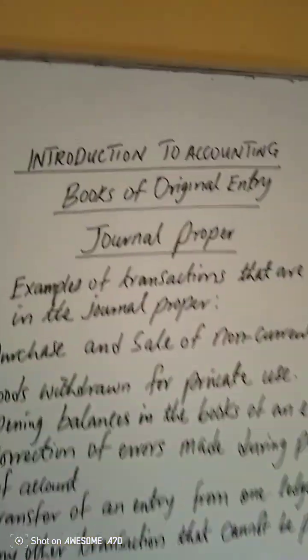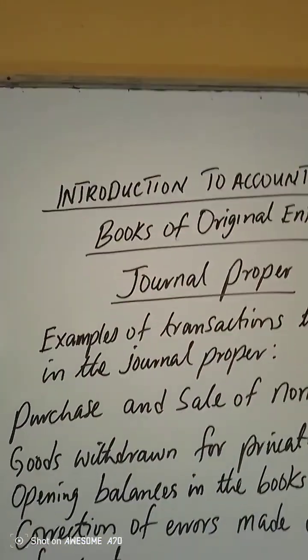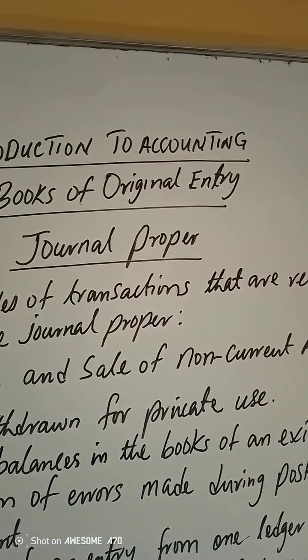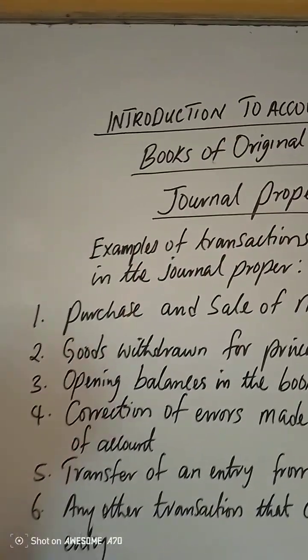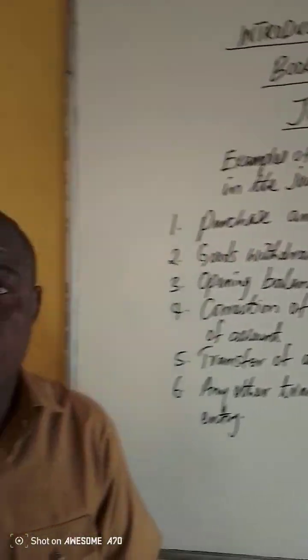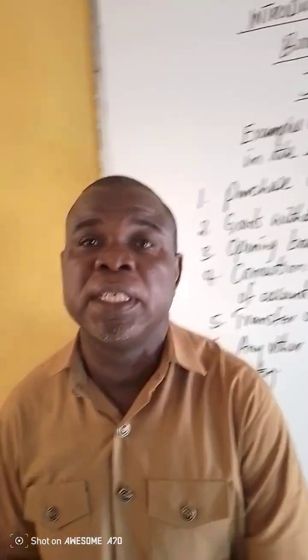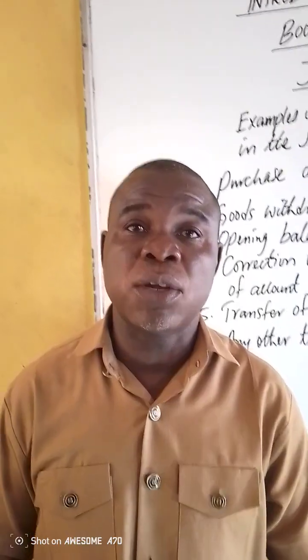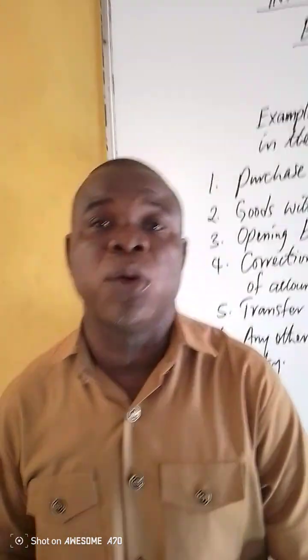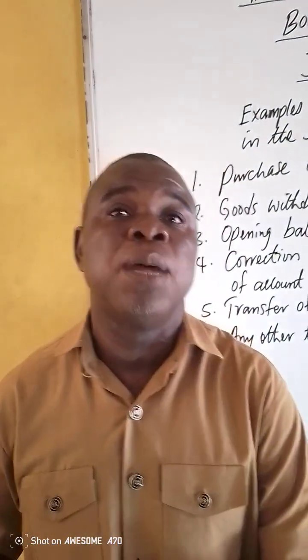In today's video, we are going to continue from books of original entry. Mind you, if you are following my video, we have just concluded treating the cash book. And the second book of original entry, which we are going to look at, is the journal proper.